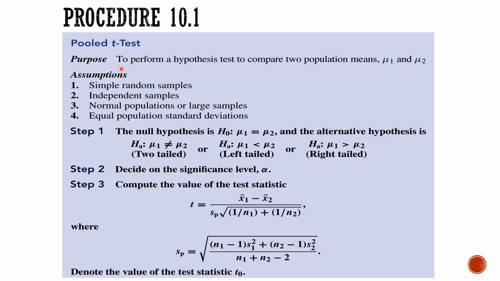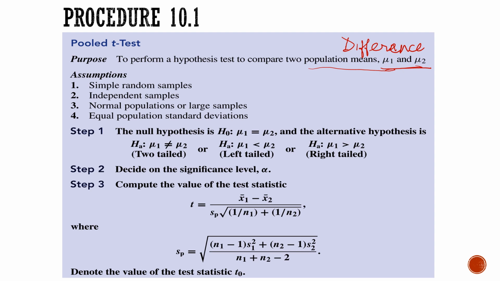It says the purpose is to perform a hypothesis test to compare two population means mu sub 1 and mu sub 2. Again, let me drive this into you again, that when we are working with two population means, we are looking at the difference. So there has to be a difference of two means, whether it's population mean or whether it is the sample mean.